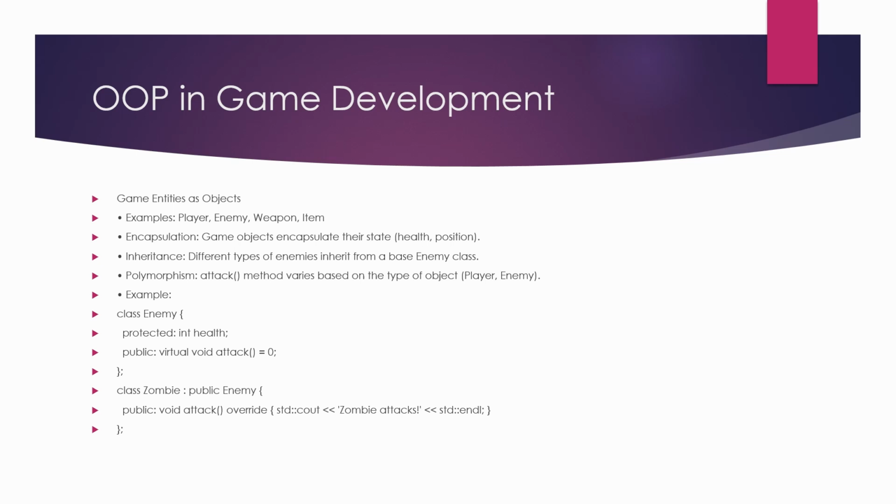Moving on to game development, OOP plays a crucial role in designing game entities like players, enemies, and items. Each game object can be treated as an object with properties such as health, score, and position. For instance, you could have an enemy class with subclasses like zombie or alien, each implementing different attack behaviors using polymorphism. This structure also allows easy management and extension of game features as the game evolves.